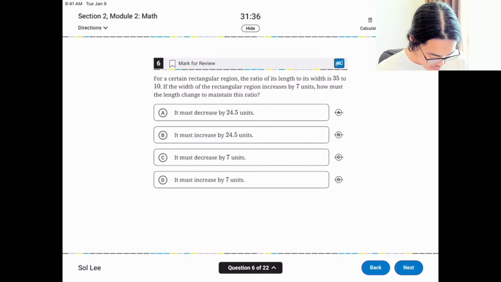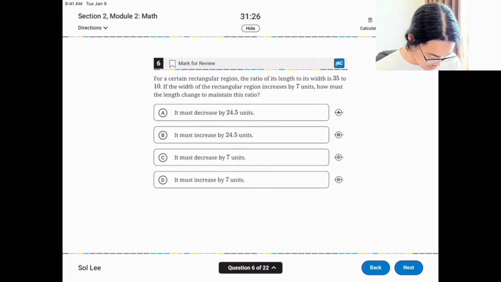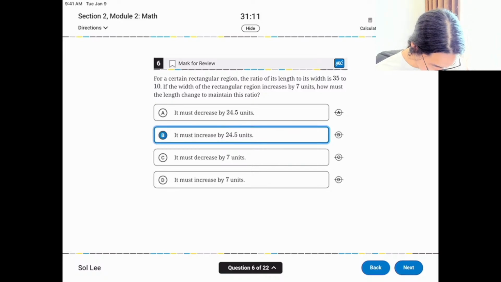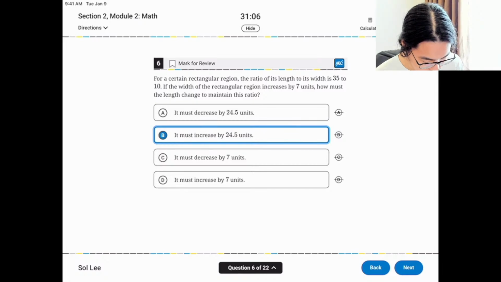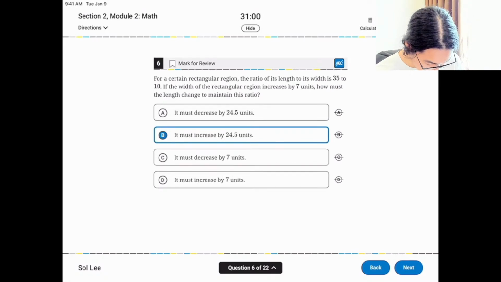For a certain rectangular region, the ratio of its length to width is 35 to 10, so 3.5 over 1, okay? The width increases by 7 units, so the other one has to increase. Hang on, what's the width increased by 7? Oh, I see, they're trying to trick you. So what's 3 times, okay, yeah, obviously there's 24.5. They already did the calculation for me, so it has to be that one, because length is the long one. Yeah.